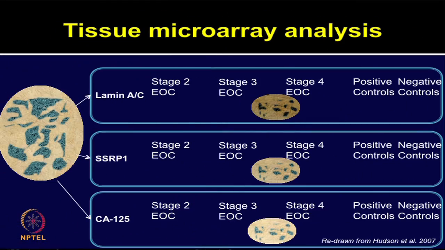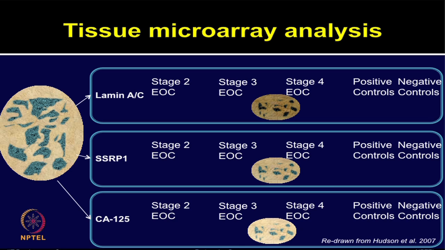Further to the Immunoblot assays, authors also used tissue microarray based analysis. The tissue microarray analysis of different stages of ovarian cancer was performed. These microarrays containing representative tissues from various stages of ovarian cancer, such as stage 2, 3 and 4 tumors, were probed for lamin A or C, SSRP1 and cancer antigen CA125. These results are shown in the slide, which is redrawn from the results presented in the manuscript.